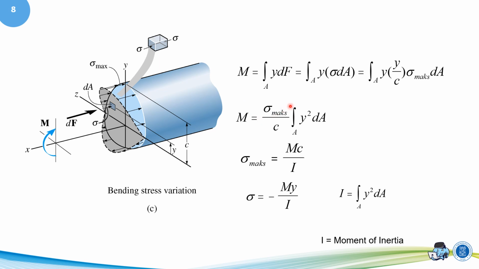And you should notice that this particular equation is actually the equation for the moment of inertia. That's why we can conclude that the maximum stress will be equal to the moment multiplied by the farthest distance from the natural axis divided by the moment of inertia I. And to find out the stress distribution, we can use this equation where the stress is equal to minus moment multiplied by the distance from the natural axis divided by I.